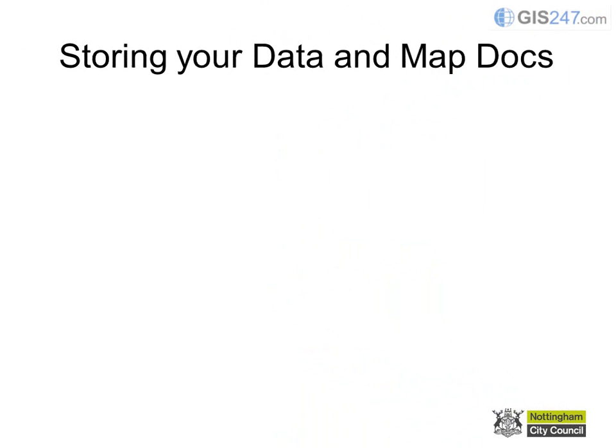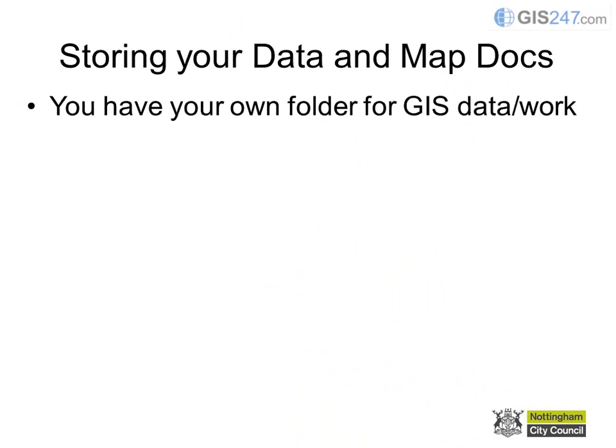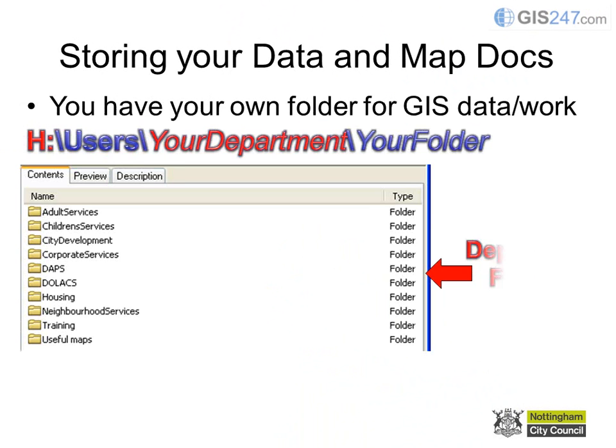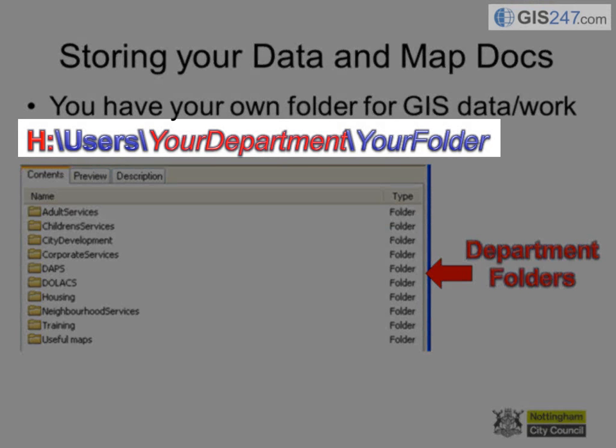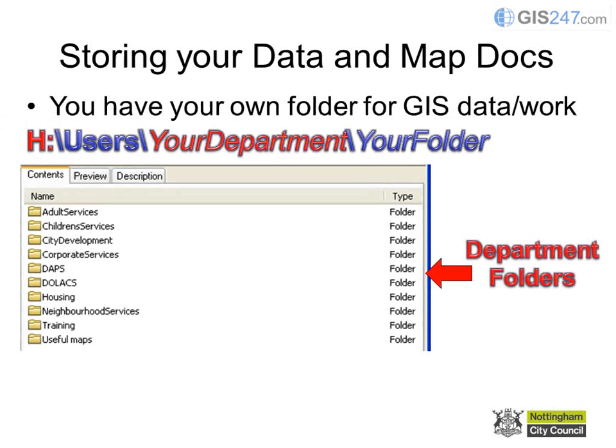Each GIS user has their own user folder on the H drive. This is located under H/users and your relevant department with subfolders to individual GIS users. This is your own area to store all your map documents and working files. Housekeeping on the H drive is important as we only have a limited amount of space. Please only keep what is necessary and delete any data or map documents that are no longer needed.